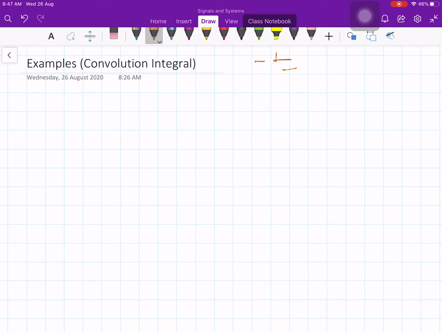Let us work out a few examples to illustrate the idea of convolution. Okay, so number one, let us take a general function, let me call it x of t, and try to convolve it with the delta of t. Then let us see what is the answer and see what happens.